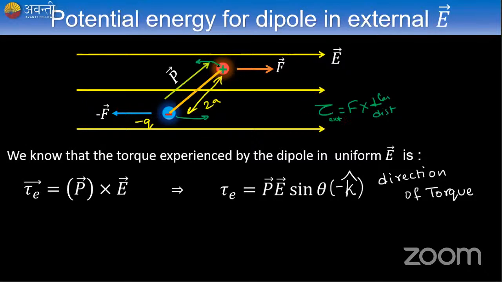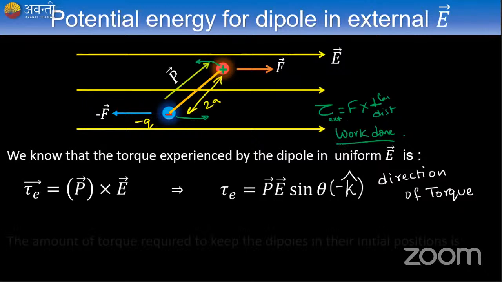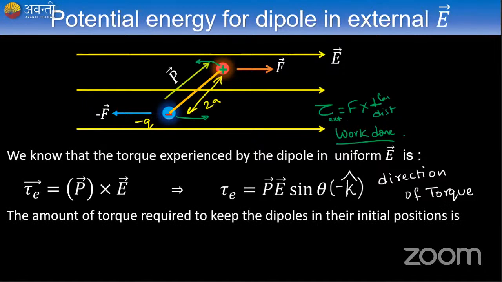The external torque which I'm applying to put these dipoles in their initial position is given by tau equals F multiplied by perpendicular distance. Now, what is this external torque which I am applying? Yes, this is also the work done. Correct, Tejas. What is the amount of torque I have to apply, guys? This we had solved in our very first class for two point charges when we were calculating potential, right?